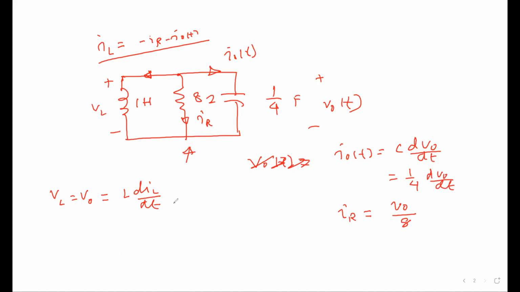Then our iL is equal to what? di by dt. iL is equal to what? Minus iR, which means V0 divided by 8, minus i0, which means minus 1 divided by 4 dV0 divided by dt. Is it okay? Yes, sir. Students, is it okay? Understood it.